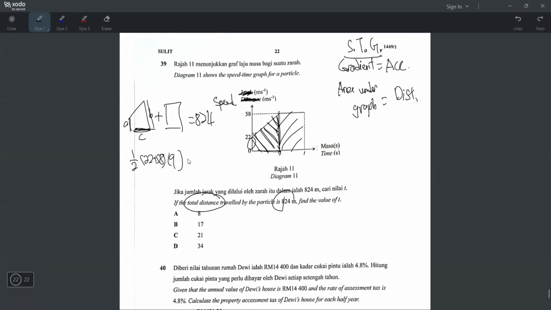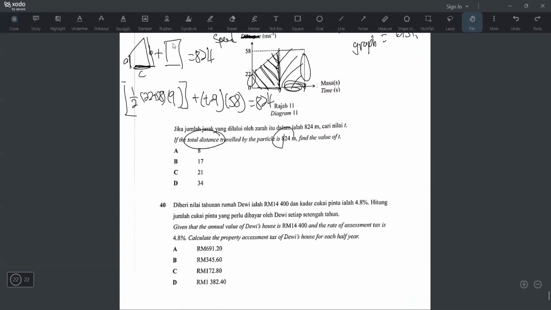So times 9. And then take the whole thing plus the area of rectangle, which is base times height. So the base here is t minus 9. Okay, t minus 9, not 9 minus t. t will be the big number, so t minus 9. And then the height is 58. And then the whole thing equals 824, right? So now you just solve this whole thing, then you will get your answer.